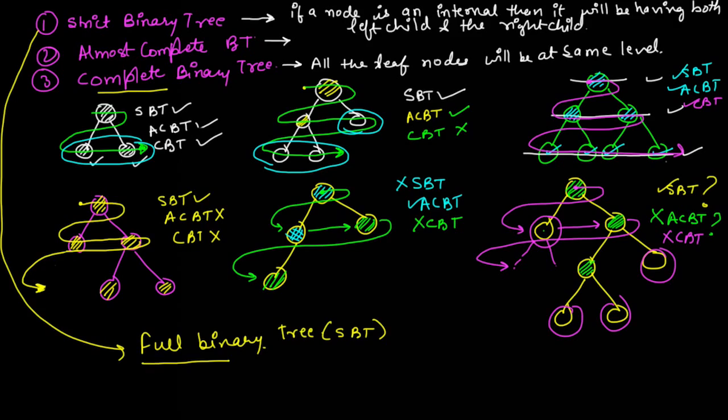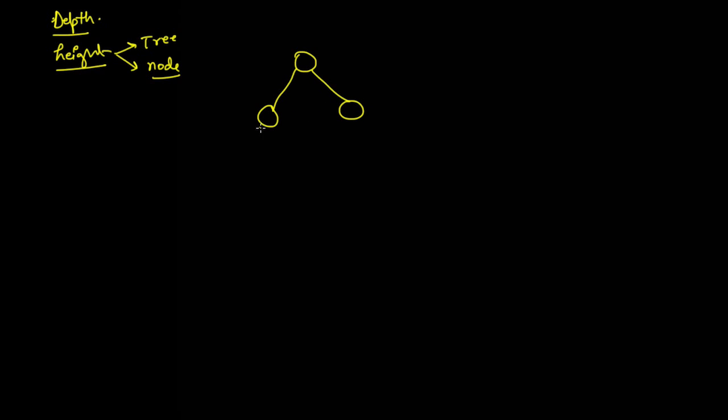Now let us see some more things about trees. For every tree there is something called the depth of the tree and something called the height of the tree. We can talk about the height of the tree, and even the height of a node. Now let us see what the height and the depth of a node are. Initially we are going to see what the height is. For example, we have this tree.